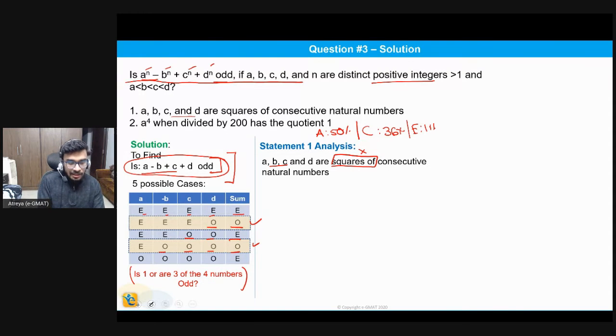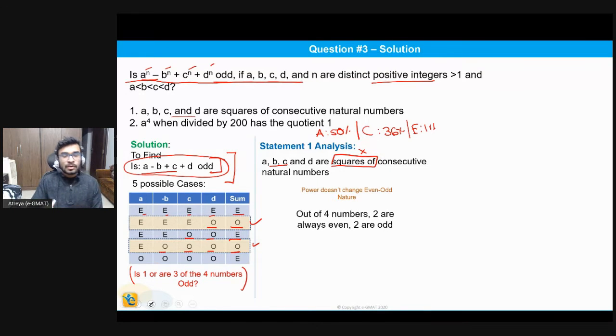Now, if A, B, C, D are consecutive natural numbers, then out of the four numbers, two are always even and two are always odd, right? This is the only possibility that we have. Let's take examples to understand it better. If a is equal to 1, then b would be equal to 2, c would be equal to 3, d would be equal to 4, right? So we get two even numbers and two odd numbers. You can do the same for a equal to 2, and you would see that two of them are even and two of them are odd.